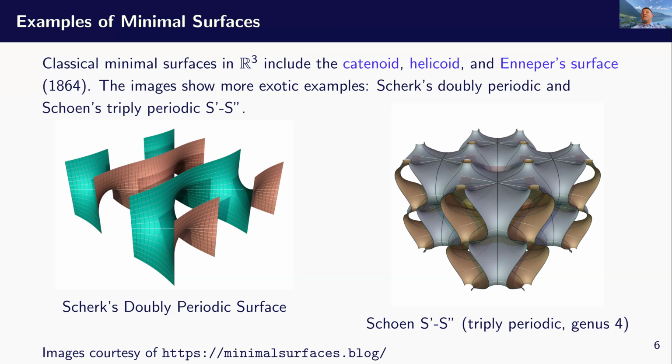And here below are some more exotic examples. The first one is called Scherk's doubly periodic surface, and the second one is called Schoen's triply periodic S prime surface. Don't ask where the name comes from, but they look like that in the pictures. They're smooth, but they look quite complicated. So what I want to say is that the class of minimal surfaces, even in R3, is very broad. There are a lot of those.